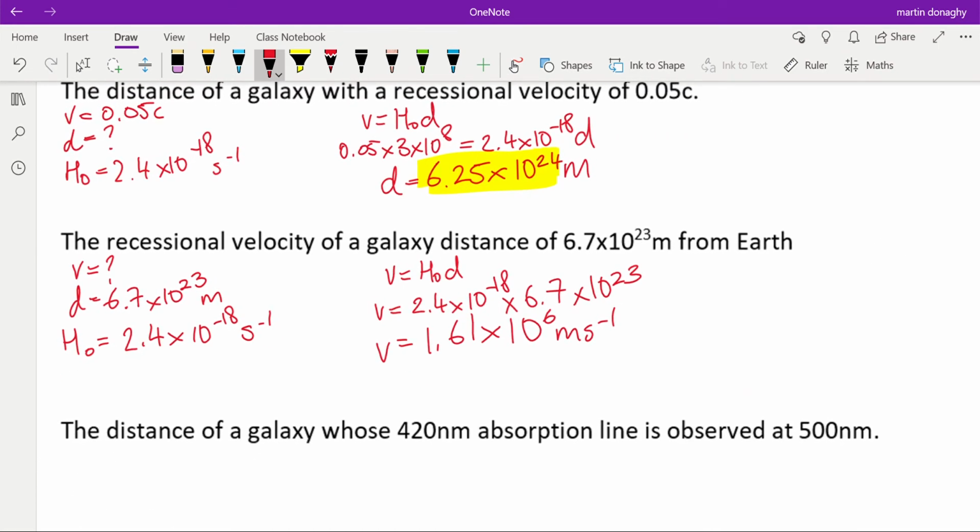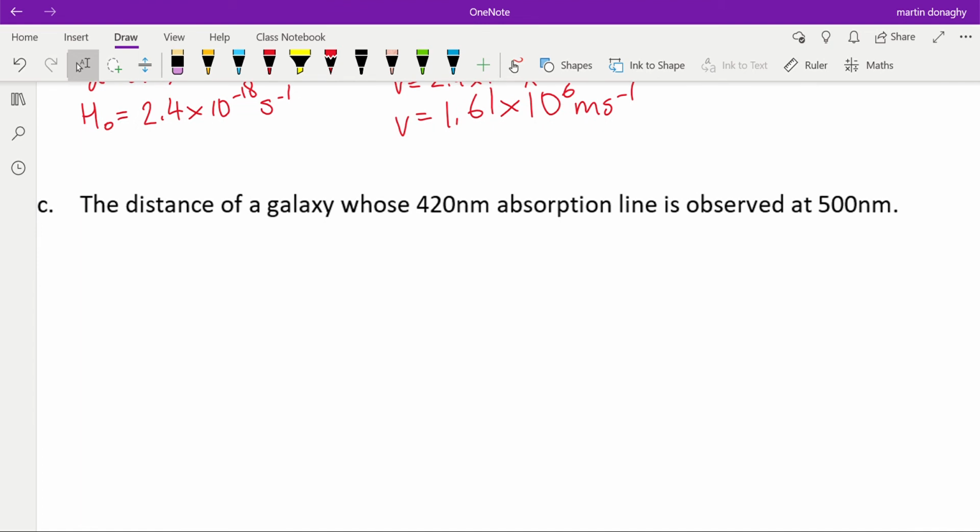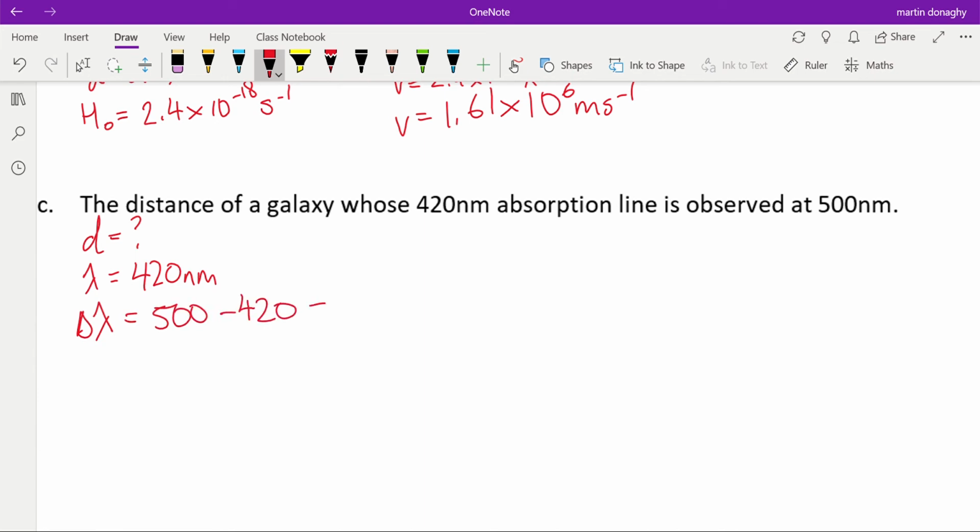Okay, part C is a lot harder because we have a number of steps to get to the answer here. But it says calculate the distance, so we're trying to find d, of a galaxy whose 420 nanometer absorption line is observed to be at 500 nanometers, which means delta lambda there is 80 nanometers, and we're trying to find d. Now we're going to do that by using v equals H0 d, but to use that equation we know H0, we don't know what v is, so we have to find v before we can do that.